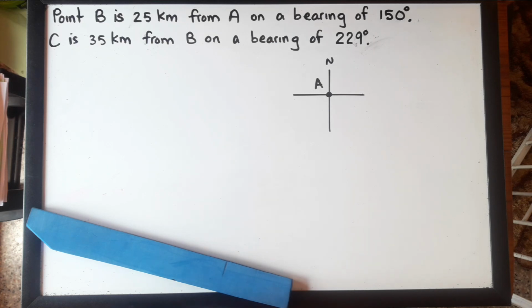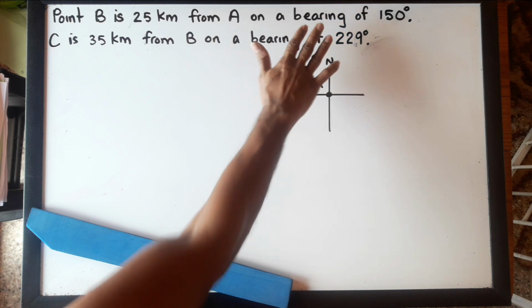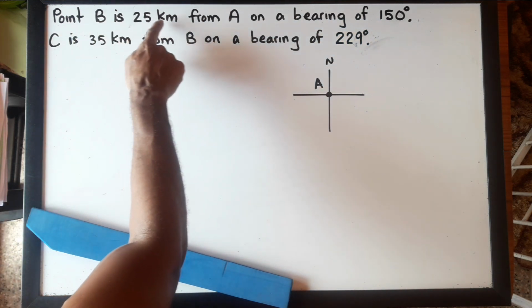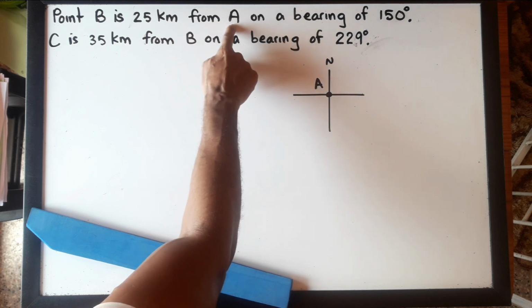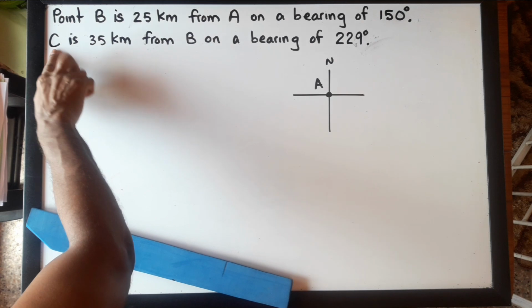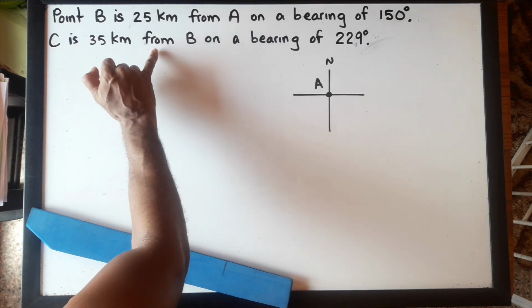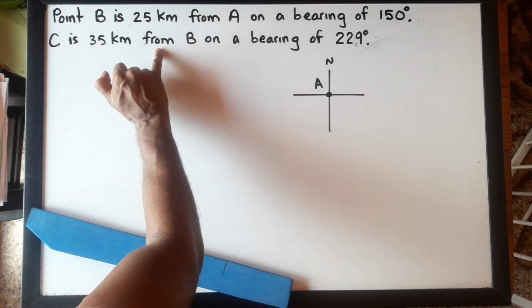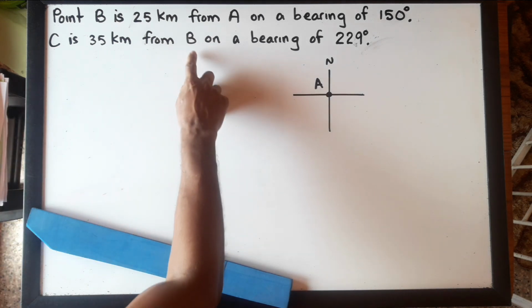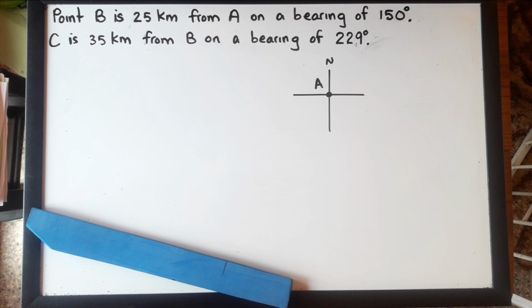All right, so here's another question, and we're going to attempt to draw a diagram for this question. So let's read it through. Point B is 25 kilometers from A on a bearing of 150, and point C is 35 kilometers from B. You notice I'm stressing the word from, because that will give us an indication of where we are standing, on a bearing of 229 degrees. So let's draw this diagram.